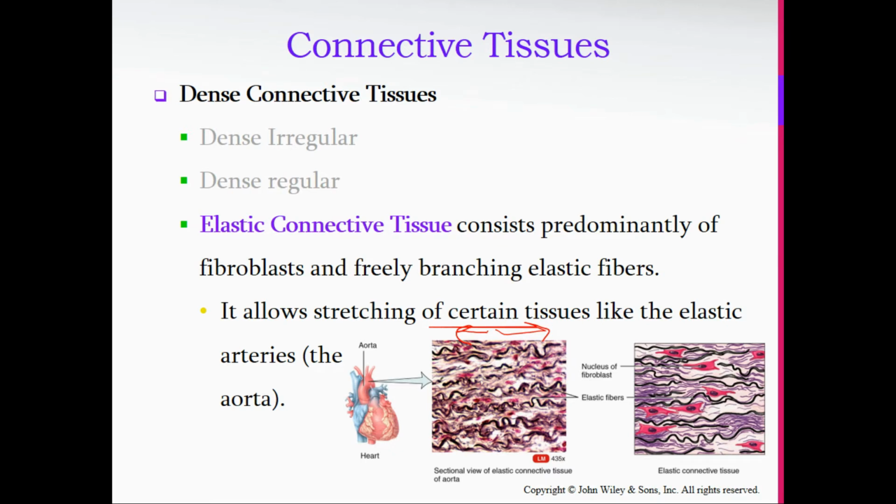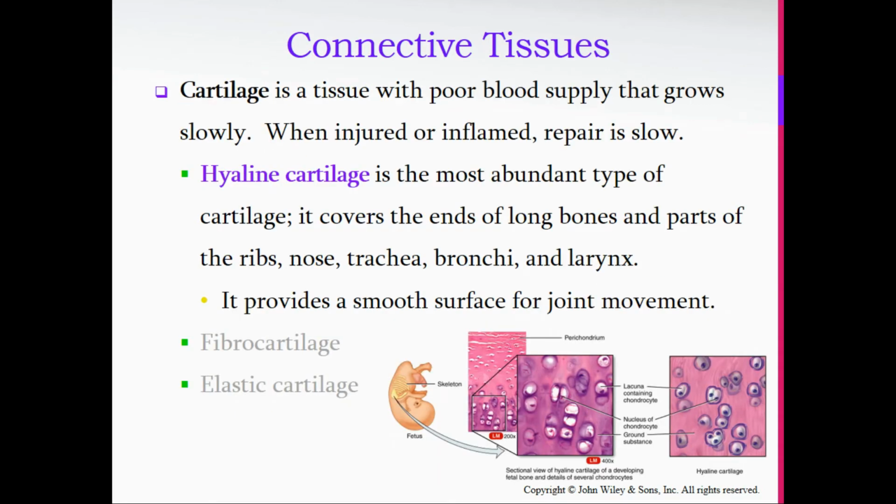It consists predominantly of fibroblasts and freely branching elastic fibers. It allows stretching of certain tissues, such as the elastic in the arteries, primarily the aorta. Arteries are under a lot of pressure, so they really need to be able to stretch and be able to handle the intense pressure of blood being pumped through them. And the elastic connective tissue is what gives them that strength.